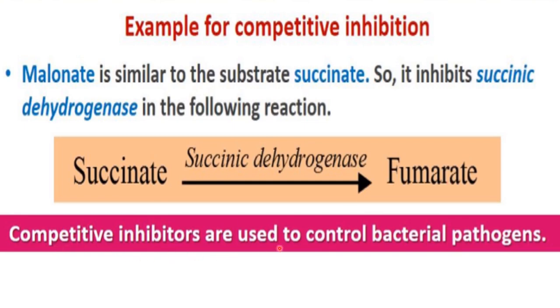Competitive inhibitors are used to control bacterial pathogens. So this is one application of competitive inhibitors, which is useful for human beings. These can be used to control bacterial pathogens.